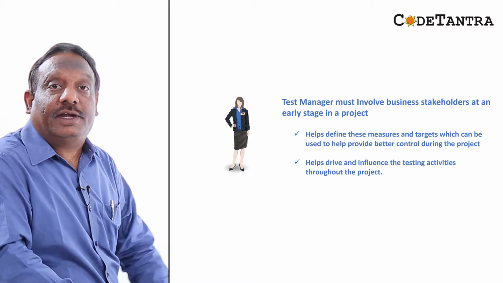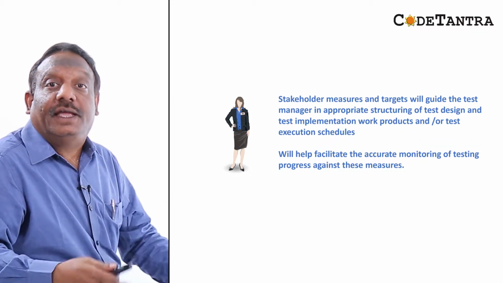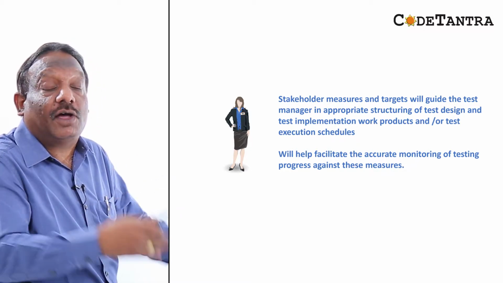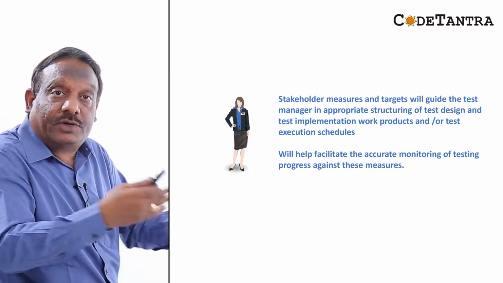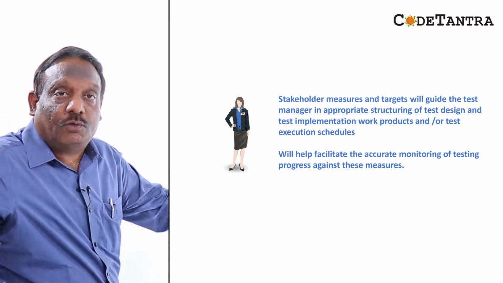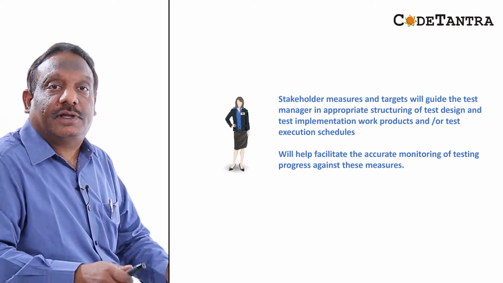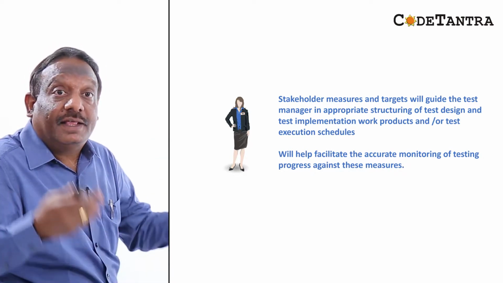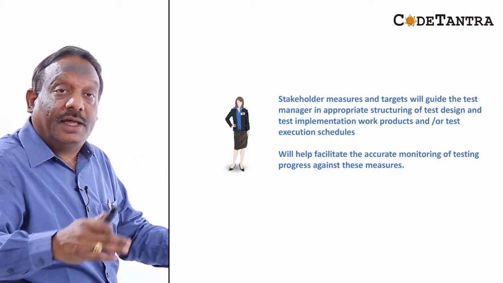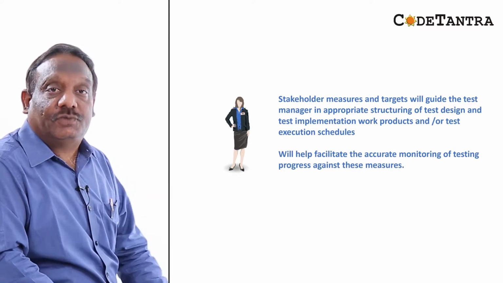So the second point is stakeholder measures and targets will guide the test manager in the appropriate structure of test design, test implementation work products and our test execution schedules. That's what we are talking about. Involving stakeholders might alter the way you look at the overall project's success and this monitoring and controlling framework. And this will help facilitate the accurate monitoring of testing progress against those measures, which are in line with your business stakeholders' thinking. That's why it's very important.